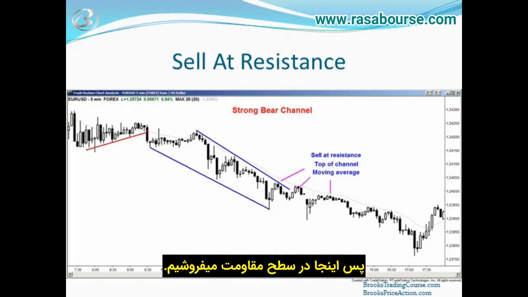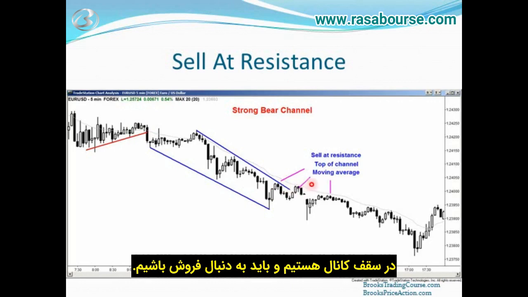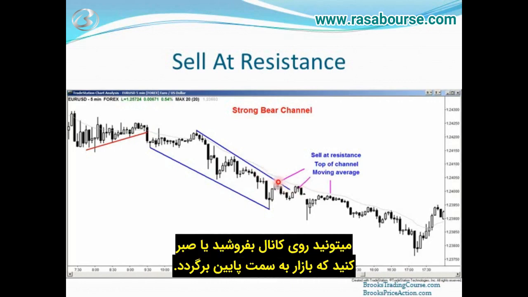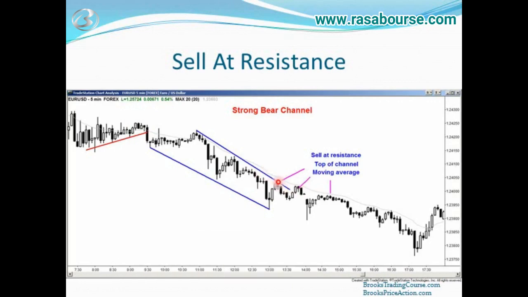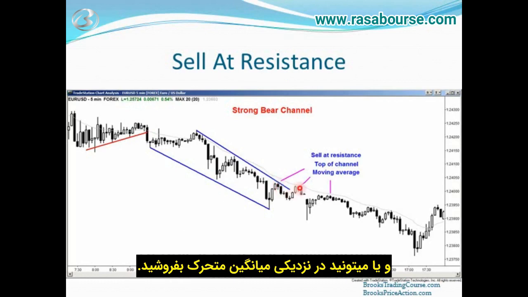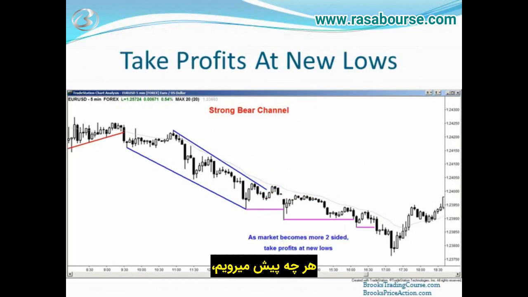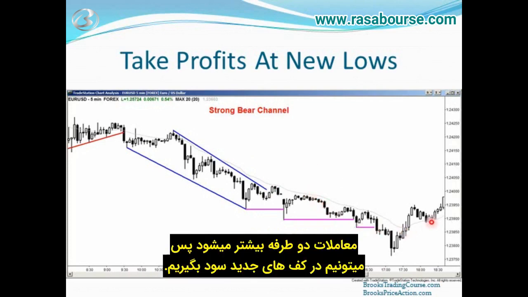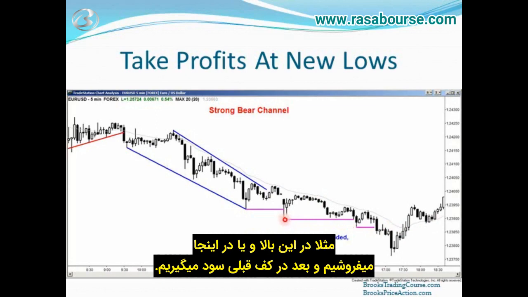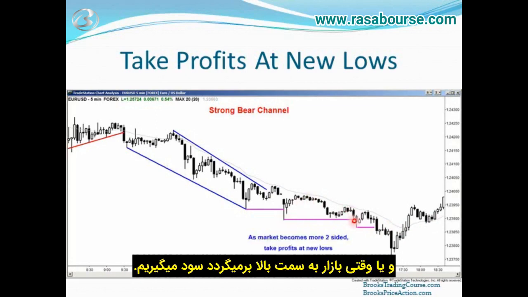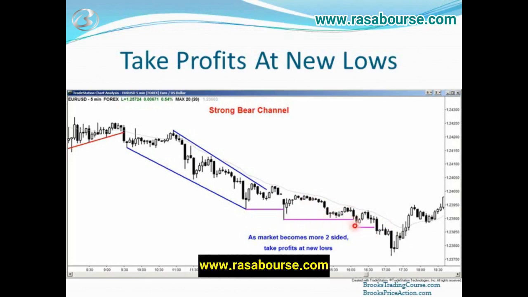So you sell at resistance, near the top of the channel. Look to sell either at the channel or as the market reverses down. Near the moving average, either sell near the moving average or sell as the market reverses down. And again here. As the market becomes more two-sided, you use new lows to take profits. Market falls below this bar. Let's say you short it up here or you short it here. You take profits either at a limit order at the prior low or as the market reverses up.